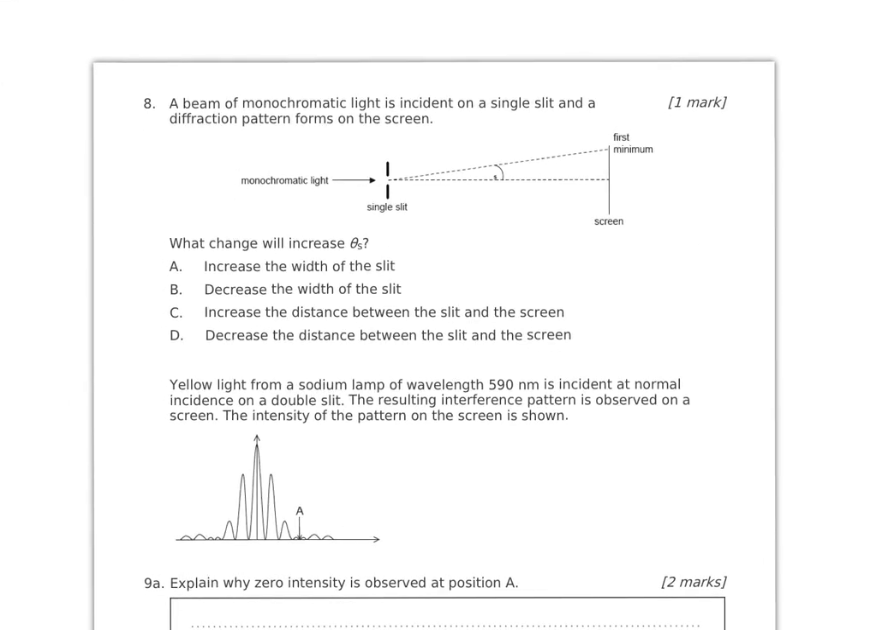I don't know why this paper 1 snuck in after the paper 2s, but whatever, let's take a look at it. And so we have a single slit. And what's not in the diagram is this angle theta, and they want to increase theta. Well, I know that theta is lambda over b, where b is the slit width, and lambda is the wavelength. So if I want to increase the angle, I'm going to need to increase wavelength, which is not a choice, or I'm going to need to decrease the slit width. And so decrease width of the slit is choice B, and that's it.